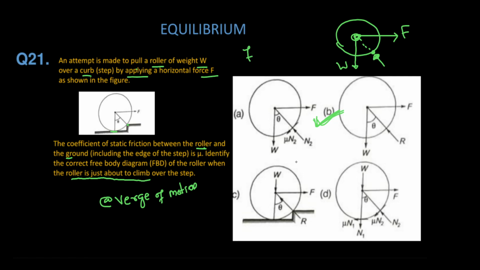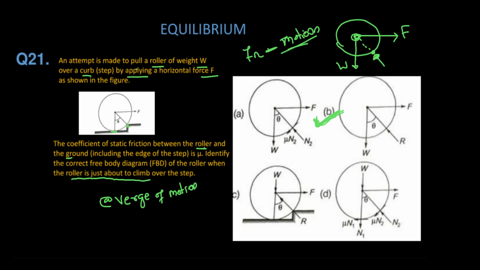Friction will come into the picture whenever the body is trying to be in motion. Here it is a point contact, no motion. About this point it's trying to just climb up, so this is the perfect free body diagram.